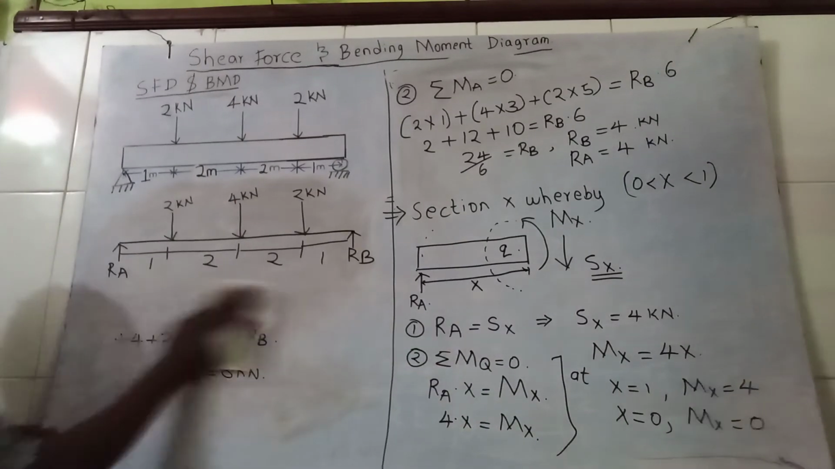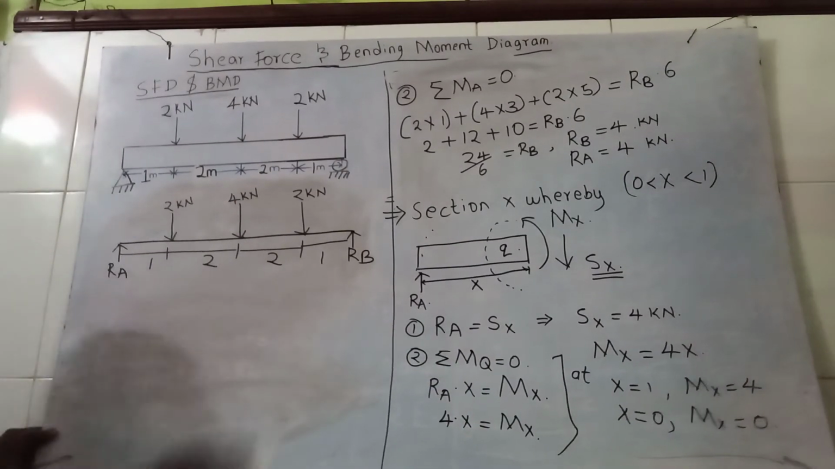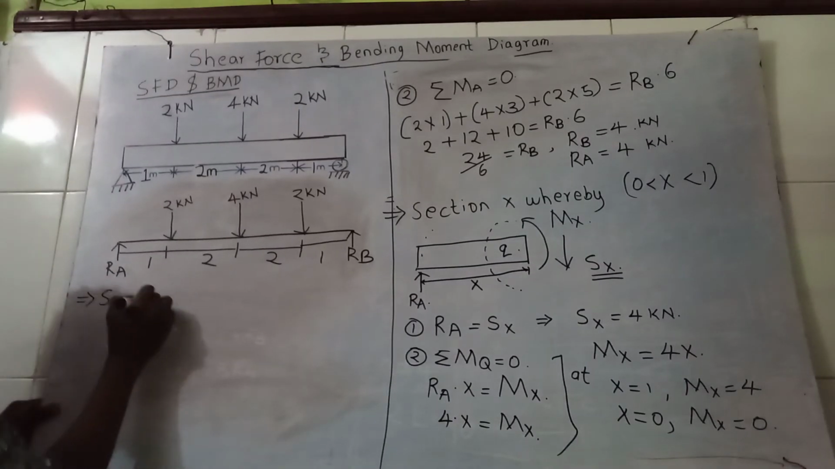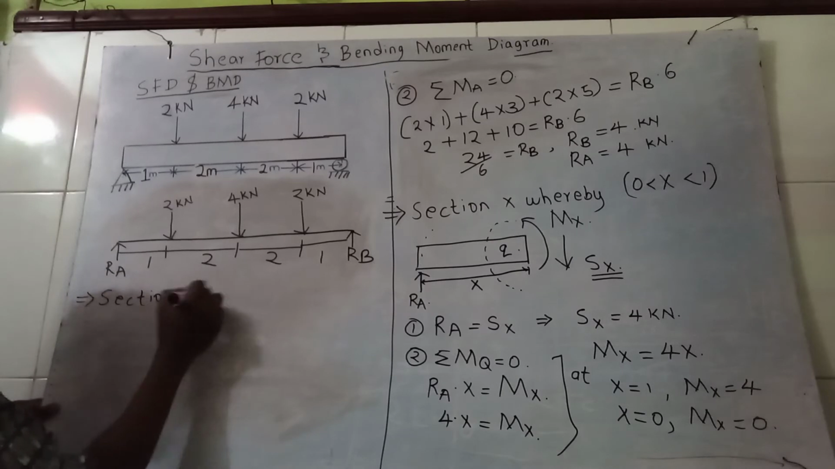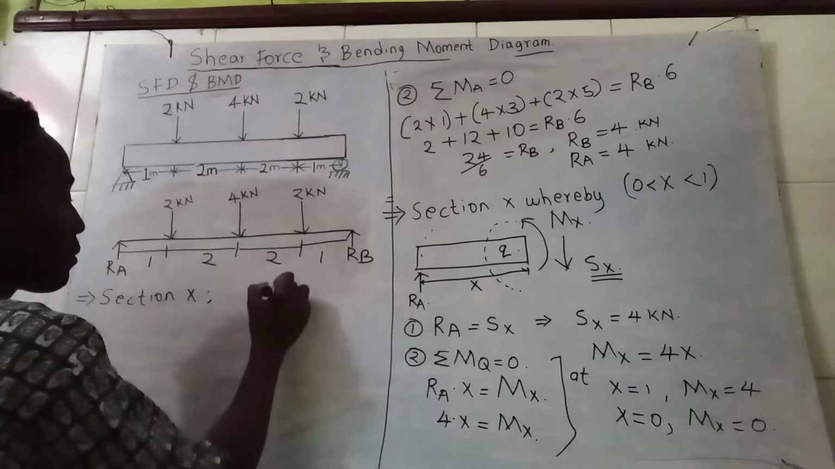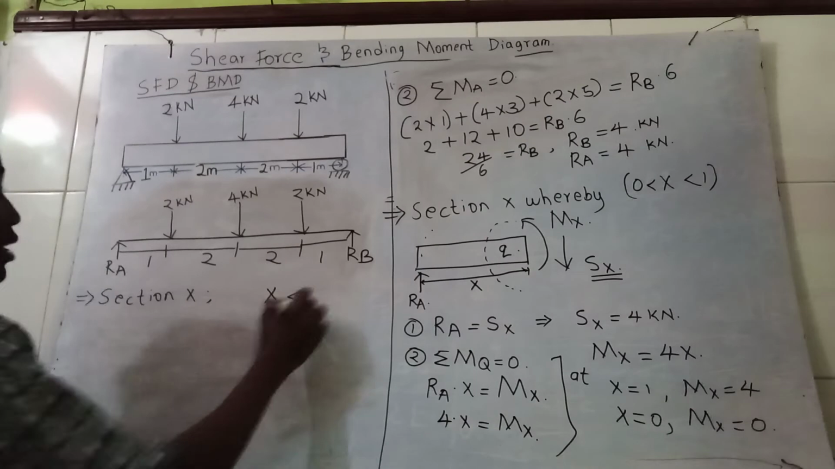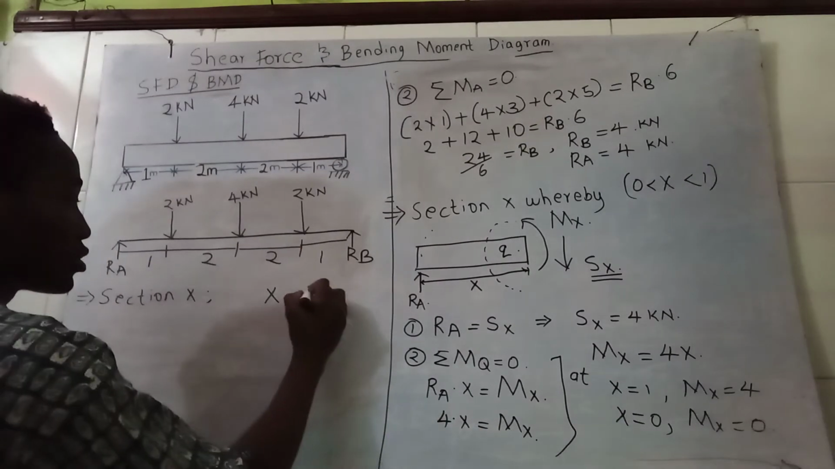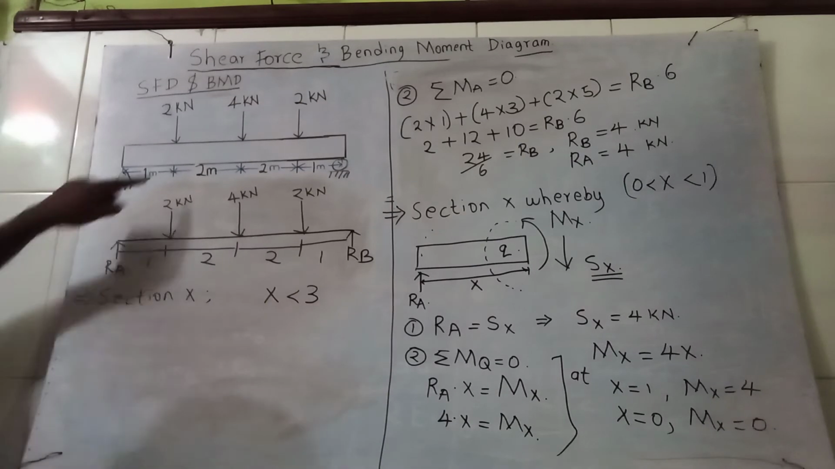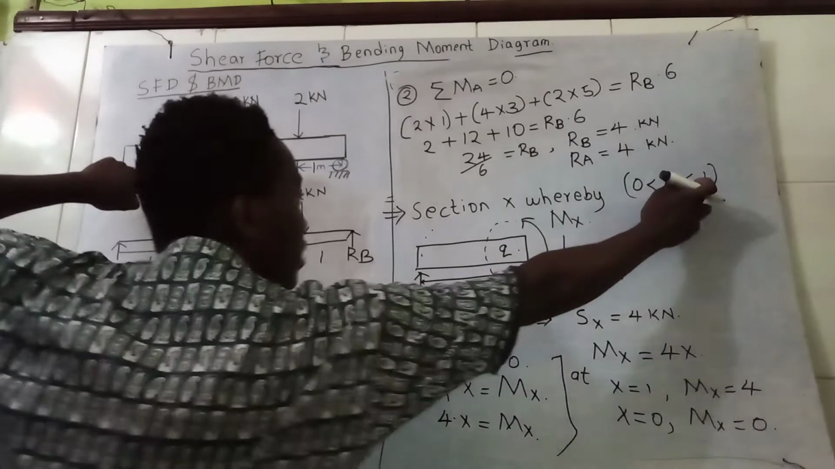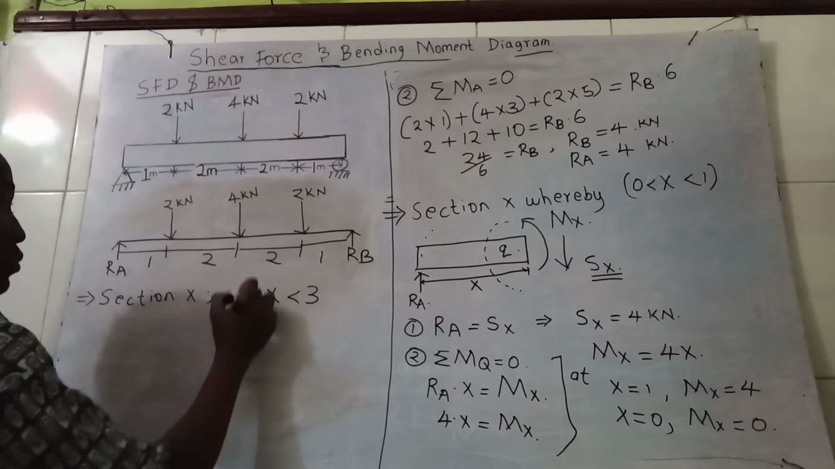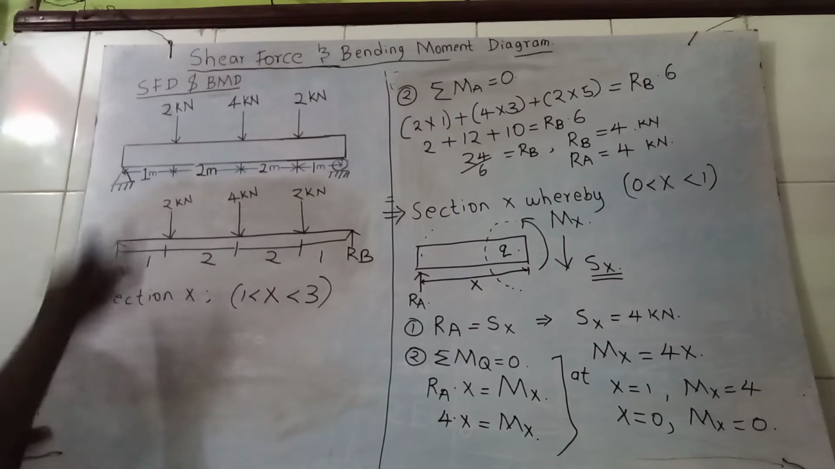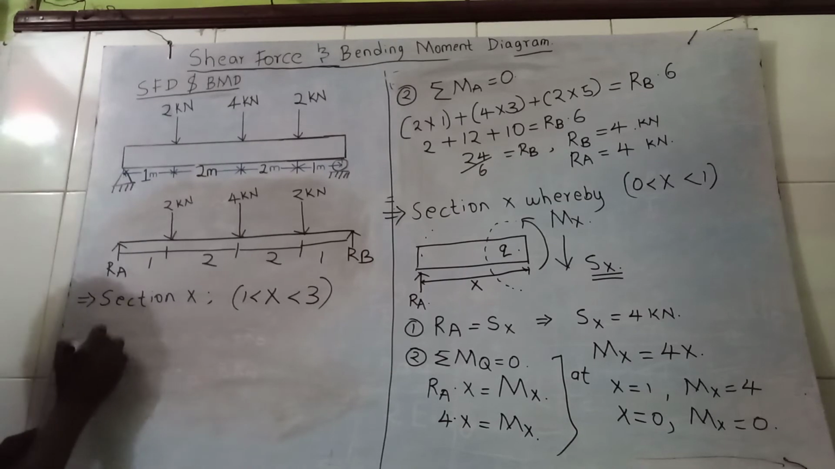Now let us take another section. So a section X, whereby this time X is going to be less than 2 plus 1, 3. X is going to be less than 3. Then from this point X was 1. So you take from the last point, less than 3, greater than 1. Then you draw that section.